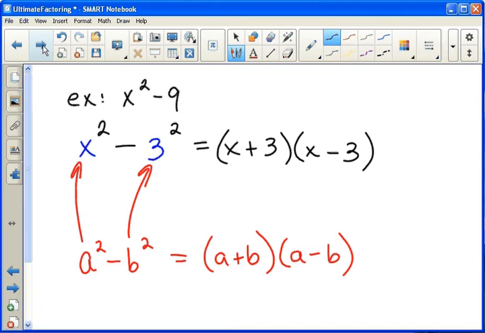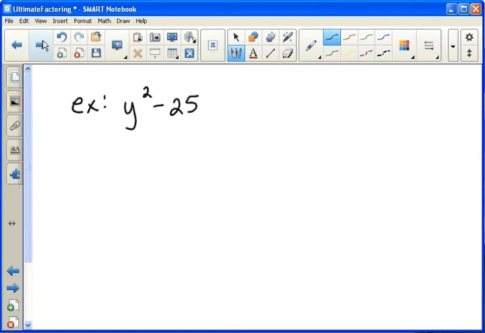Next example, y squared minus 25. Both of these are perfect squares. The exponent on y is even, it's divisible by 2, and 25 is a perfect square. We know that because it's the same as 5 squared. So we really have y being squared minus 5 being squared. So our a is y, our b is 5. So that gives us y plus 5 times y minus 5.